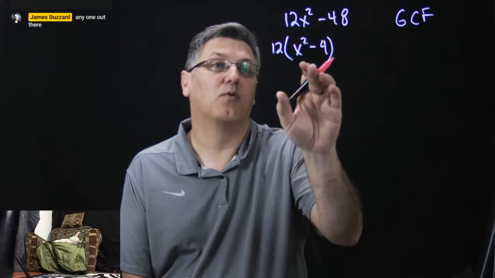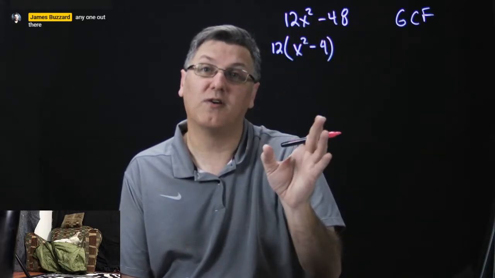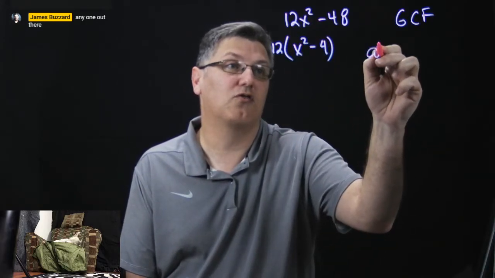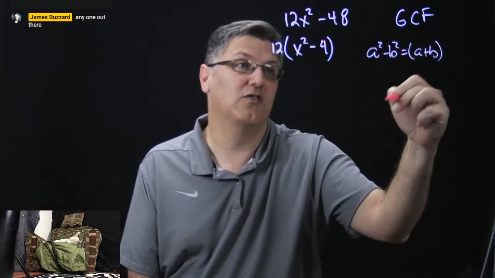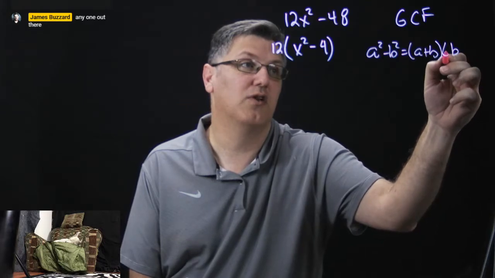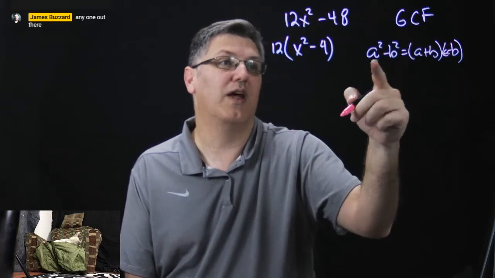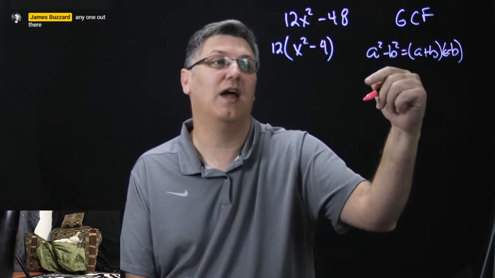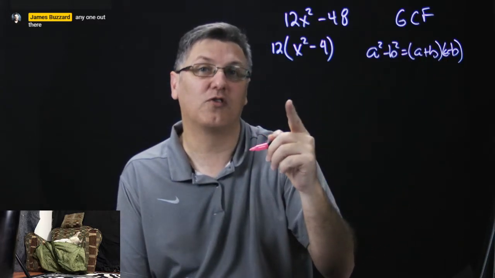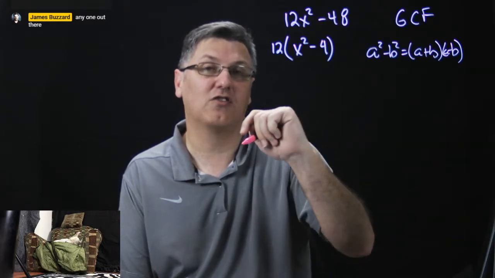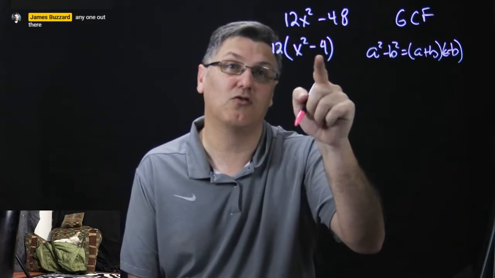Now, I see right here, x squared minus 4 is a difference of two squares. The difference of two squares is a special factor that you should have memorized. It is a squared minus b squared equals a plus b times a minus b. So in this case, my first thing being squared is my a, which is x. The second thing being squared is 2, because 2 squared is 4.